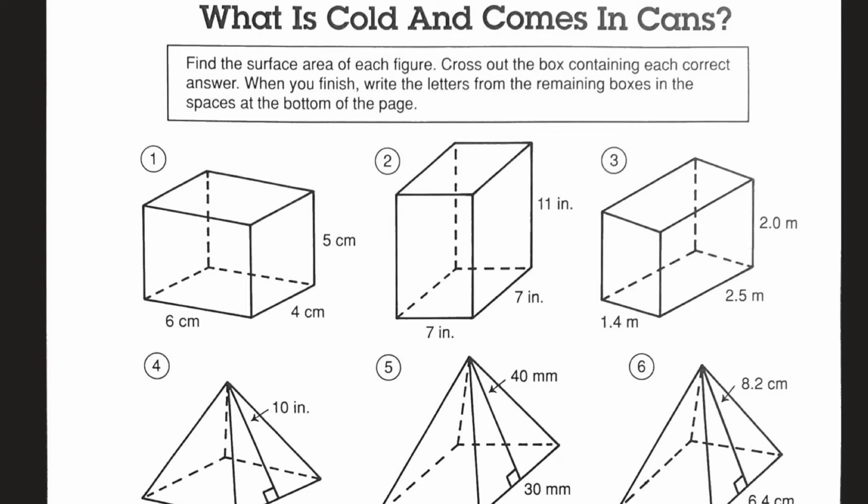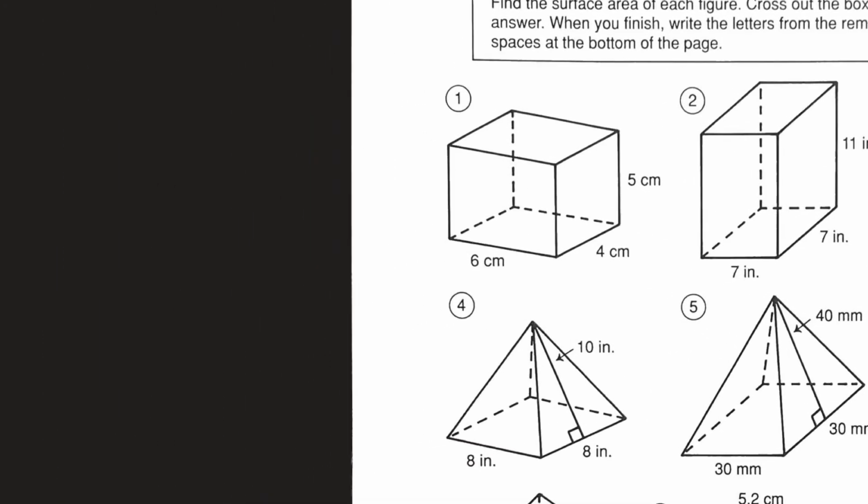Hi, welcome to this worksheet on surface area, 7th grade math, and we'll get started here with our very first problem. And to remind you, the surface area is the area of all surfaces added together. Now, this is a prism, and this prism has 6 surfaces.